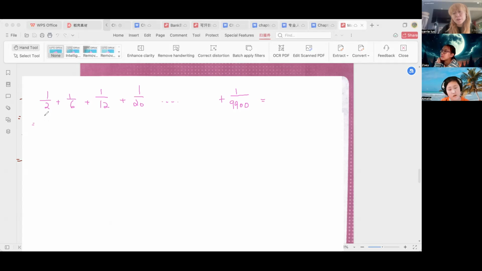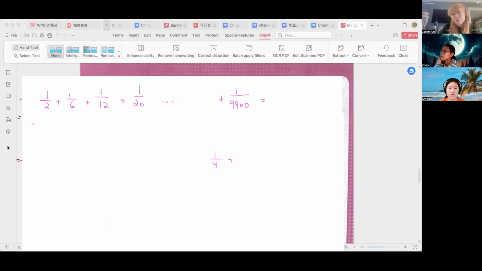Who said you can divide it by 2? Why can you divide it by 2? If I give you 1 over 4 plus 1 over 6, do you think they're equal to 1 over 2 plus 1 over 3? No. Yeah, so we learned this thing before, right?